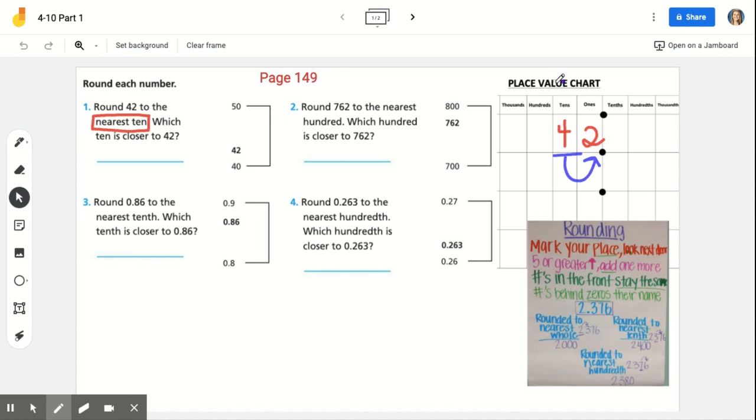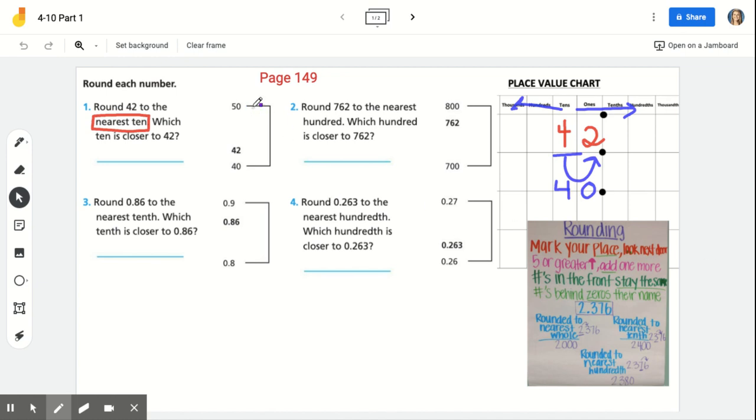Numbers in front stay the same. Well, there's no numbers in the front, so we don't need to worry about that for this number. And then numbers behind, zeros their name. So the numbers that come after the 4, we're going to replace with 0. So I can do this underneath. 4 stays the same, so draw another 4 in the 10 spot, maybe on the next row or the row after. And we're going to replace this 2 with a 0.